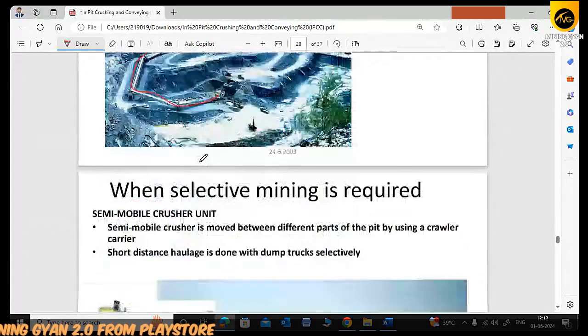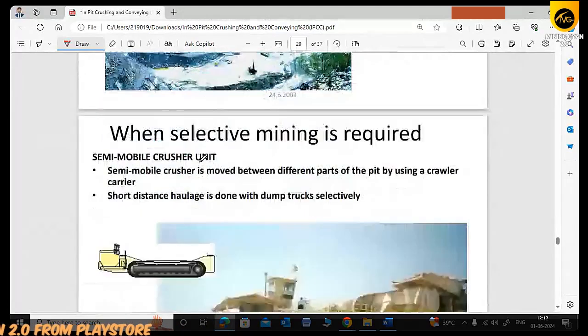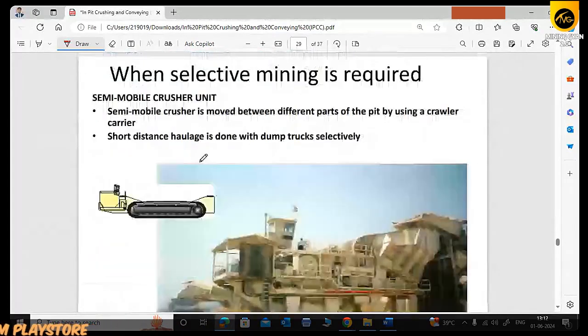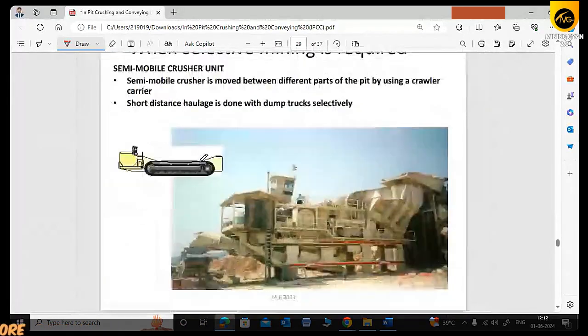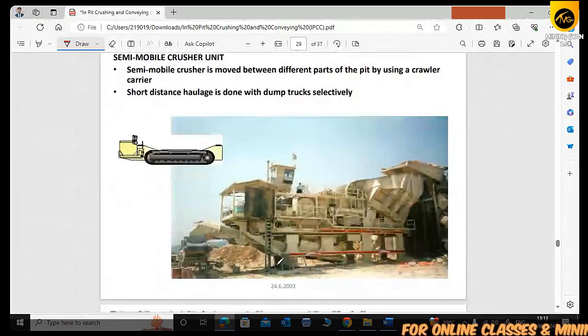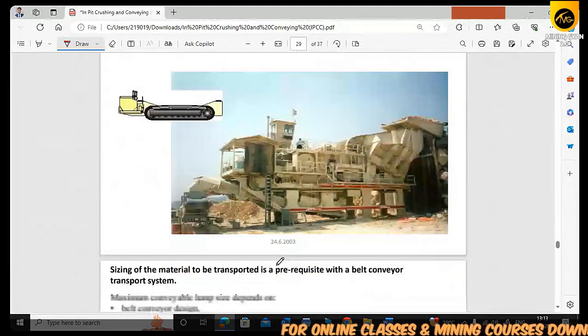The semi-mobile crusher unit: what is a semi-mobile crusher unit? The semi-mobile crusher unit moves between the different parts of the pit with a crawler. This is semi-mobile; it can move anywhere. It is not a very big issue; we can do this. Sizing of the material for transportation: sizing of the material is a prerequisite for belt conveyor transport.